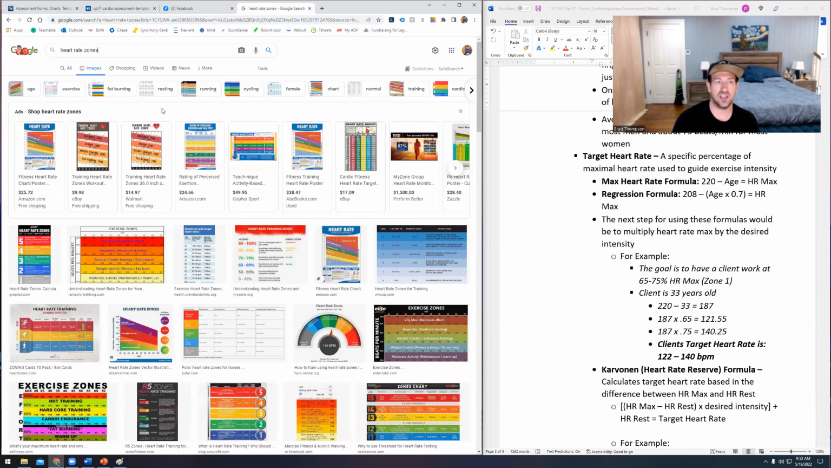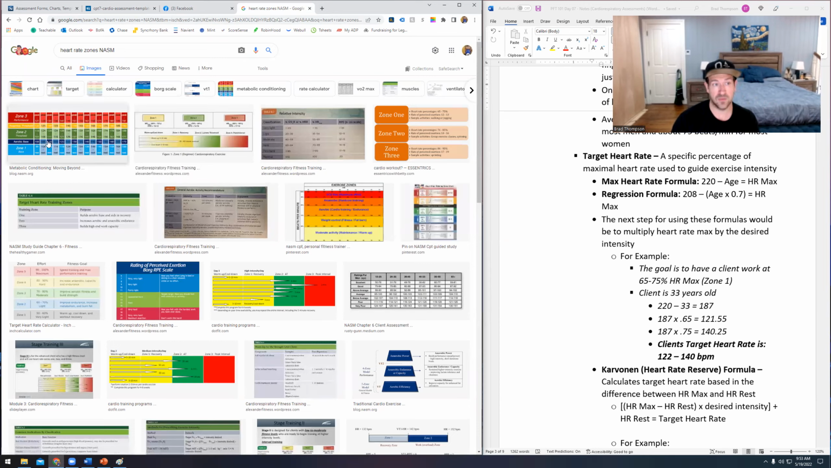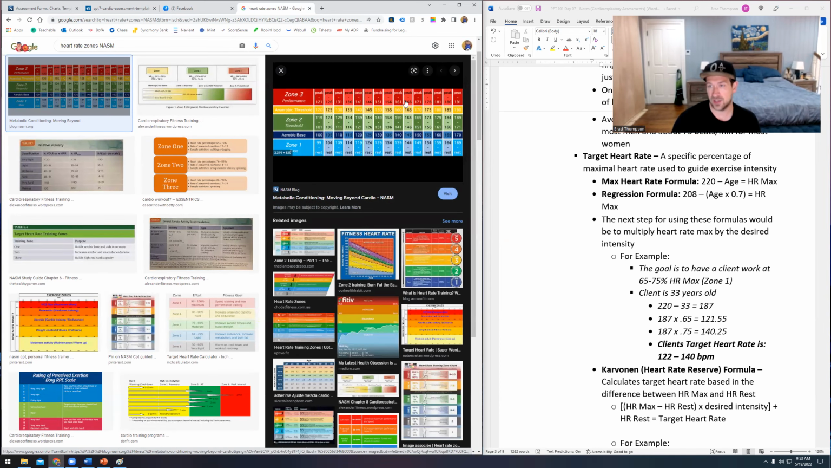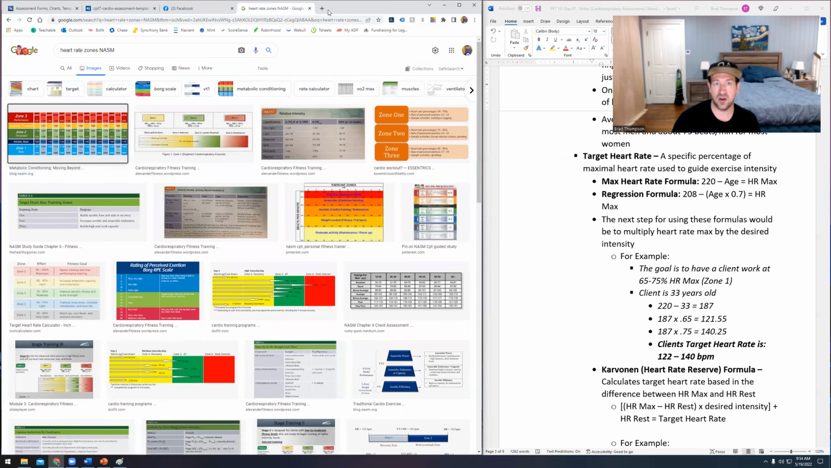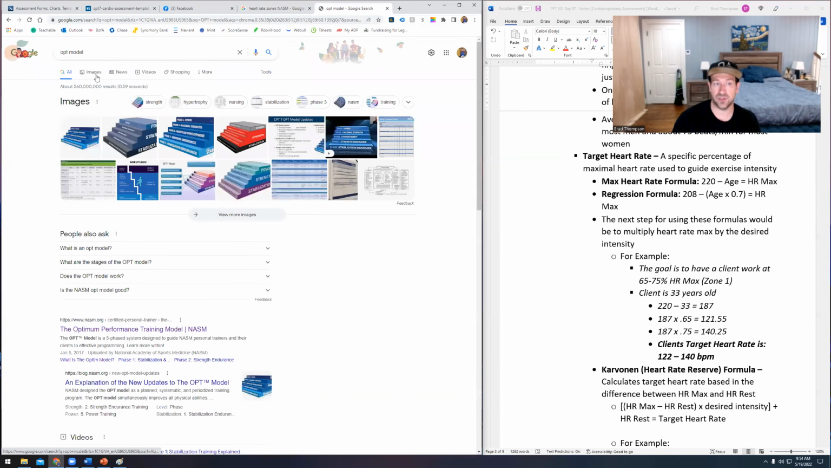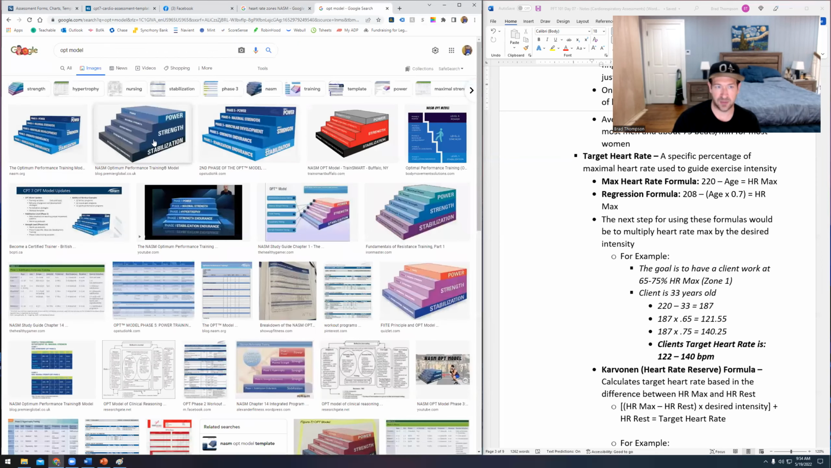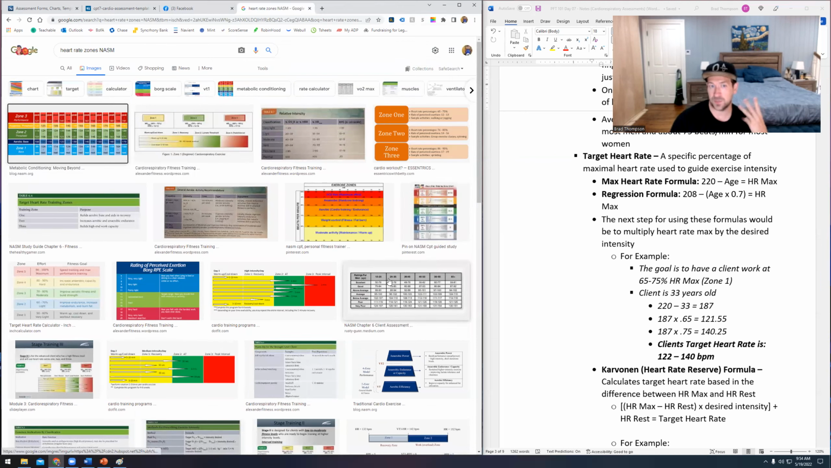So if we look at heart rate zones, according to NASM, we've got 3 key zones we're going to work in. We've got zone 1, zone 2, and zone 3. This is going to mirror very well our OPT model. Remember how we talk about the staircase sometimes? We've got 3 levels, right? There's the stabilization, strength, and power levels. So the reason NASM went with 3 is because this mirrors the rest of their program design very well. So what are those 3 zones?